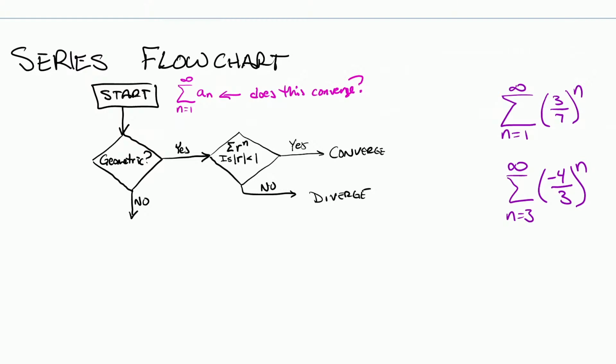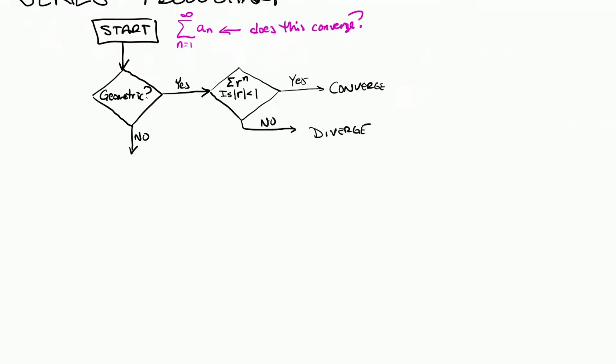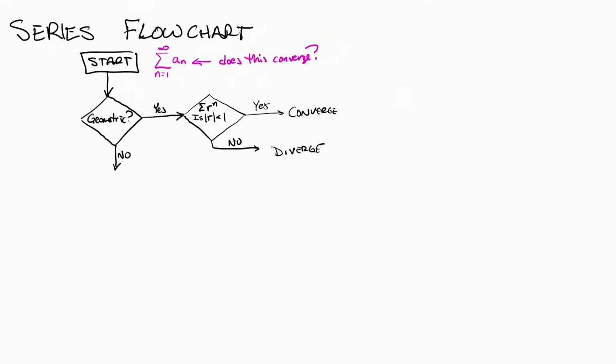That's the start. The second of our gold standards for series is going to be the p-series. So let's go down. The next one is, is it a p-series? Make this a little bigger. P-series, question mark.